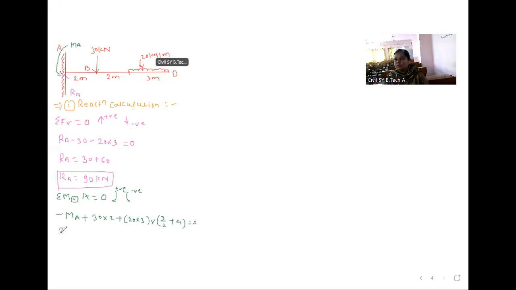So 30 into 2 is 60, plus 20 into 3 is 60 into 1.5, plus 4, because of 2, 2, 1 is 2, 2, 5 is 10. So 1.5 plus 4, that is 5.5, which is equal to MA. So you calculate the value of MA and tell me, MA is equal to how much?